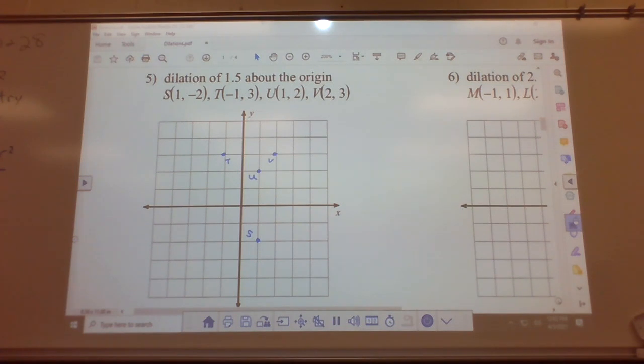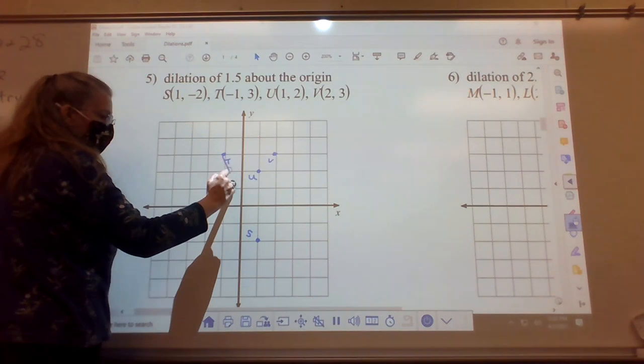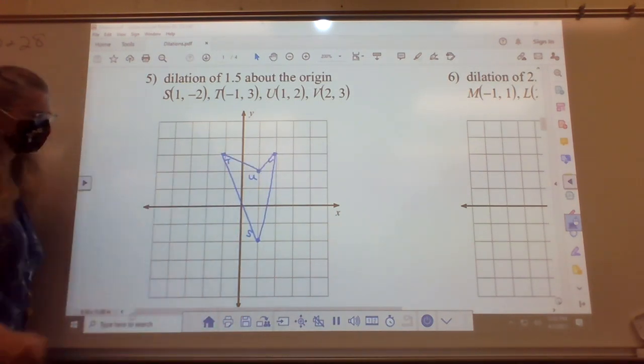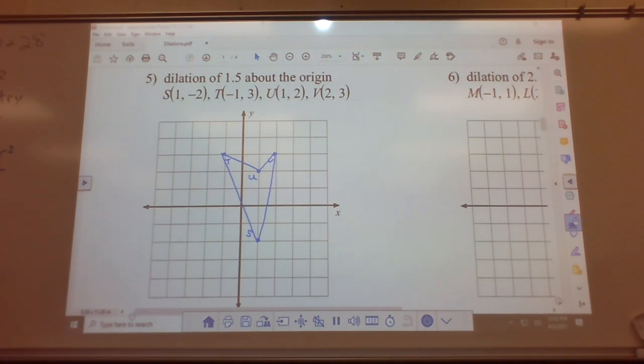Now let me go back through and connect everything. Kind of makes almost a pointy heart or an arrow or something like that.